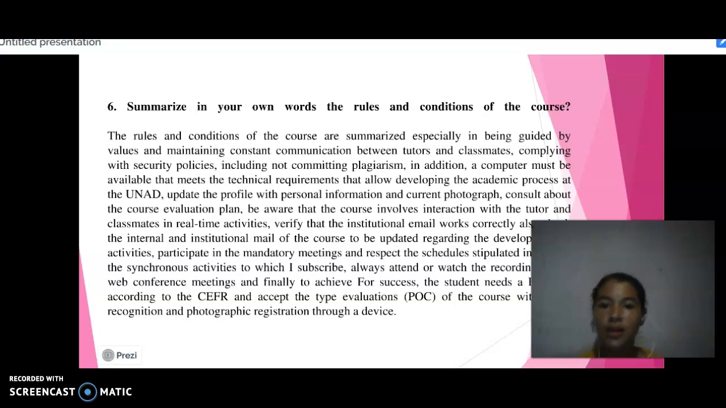6. Summarize in your own words the rules and conditions of the course. The rules and conditions of the course are summarized especially in being guided by values and maintaining constant communication between tutor and classmates, complying with security policies, including not committing plagiarism. In addition, a computer must be available that meets the technical requirements that allow developing the academic process at the UNAC.